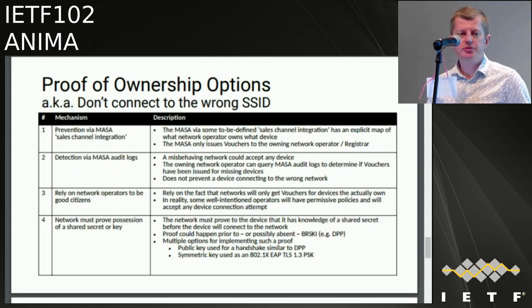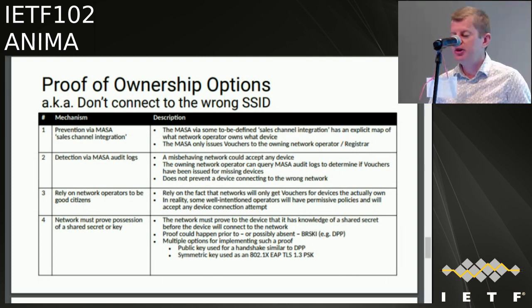So for proof of ownership, proof of ownership really means ensuring that when you plug in your light bulb, your device doesn't connect to the Wi-Fi network on the floor above you or on the floor below you. There's multiple different mechanisms. Some of them are outlined in the draft as well. One is you could leverage what's alluded to in the BRSKI draft, leverage the MASA and sales channel integration. That means the MASA has an explicit map of what network operator owns what device, and the MASA will only voucher the correct network operator. So if you connect to the wrong SSID, you won't get vouchered.